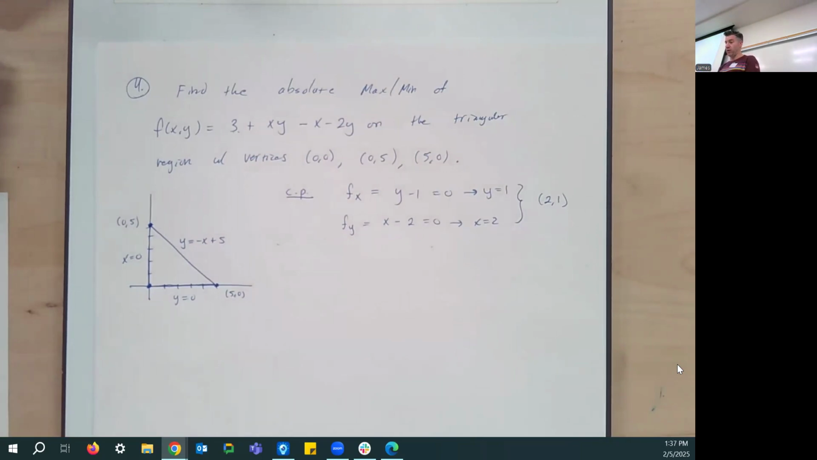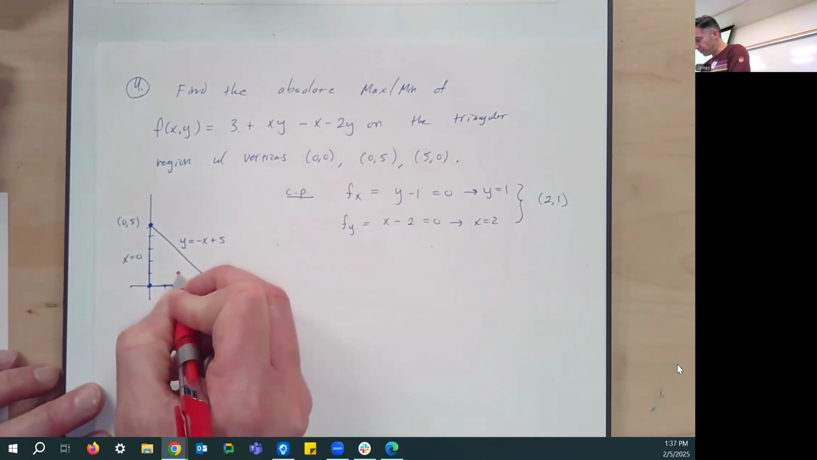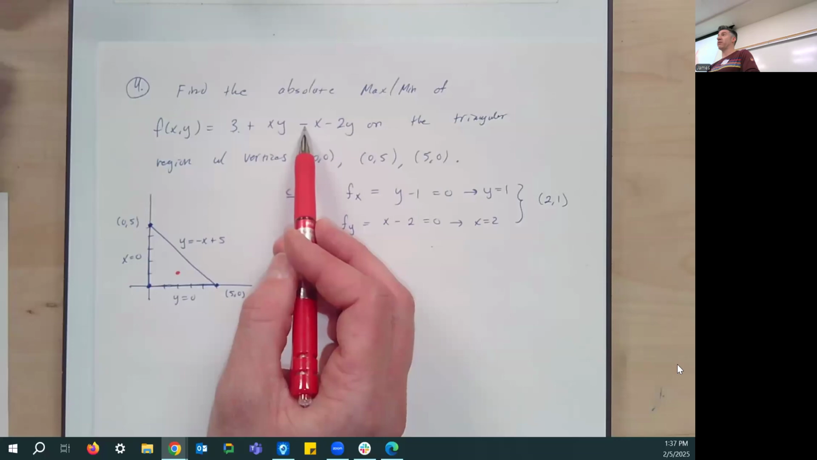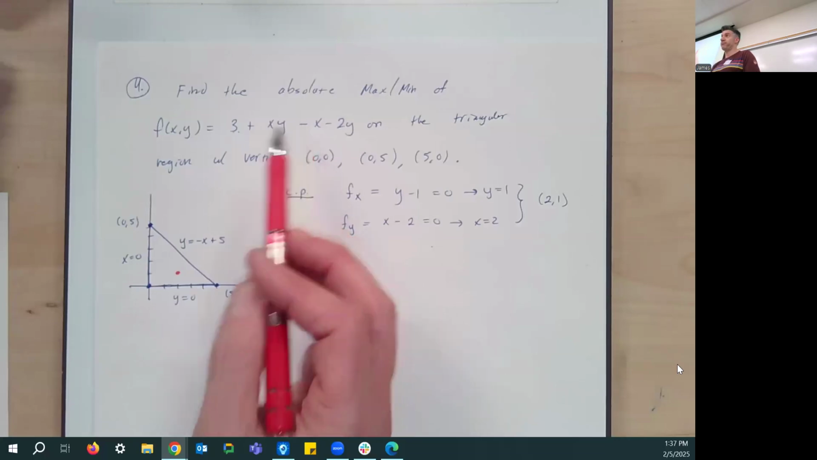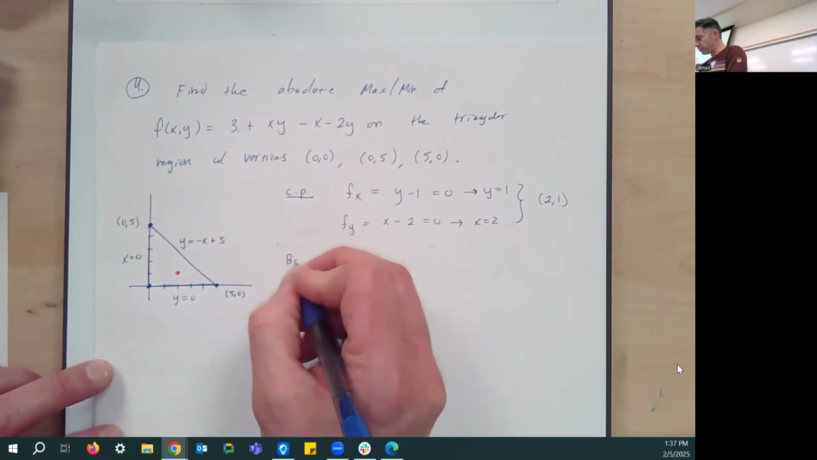And importantly, that critical point is in the region, right? (2, 1) is right there. If it was (2, -1), we wouldn't have a critical point in the region, right? If that had been a plus x instead of a minus x, we wouldn't have a critical point inside our region. Okay, let's look at the borders.